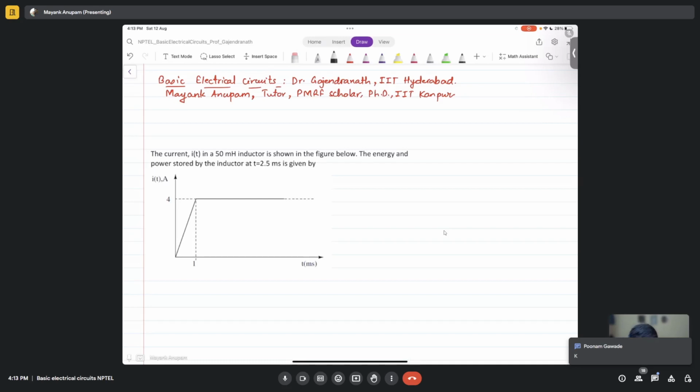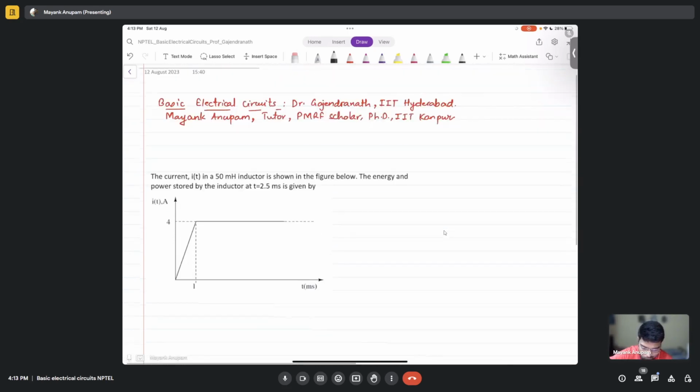Sir, I have a small doubt. Yeah, go on. In the week 3 assignment, the first question's answer is not in the options. The answer should be 1 ampere, but none of the options gives 1 ampere.